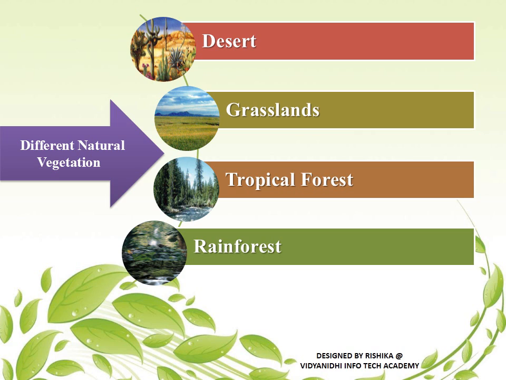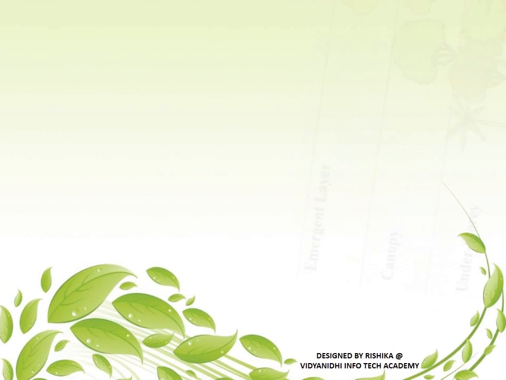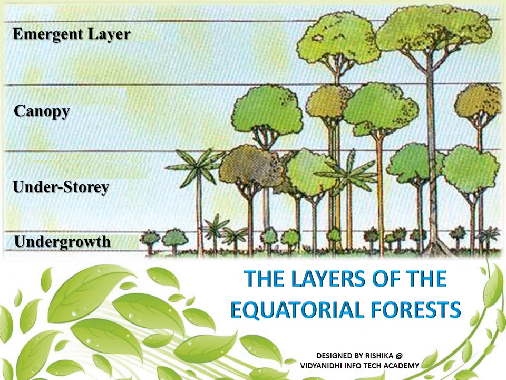Now, we will proceed by talking about the different natural vegetation like desert, grasslands, tropical forest and rainforest. The layers of the equatorial forest. The first layer is the emergent layer. The second layer is the canopy. The third layer is the understory and the fourth layer is the undergrowth.